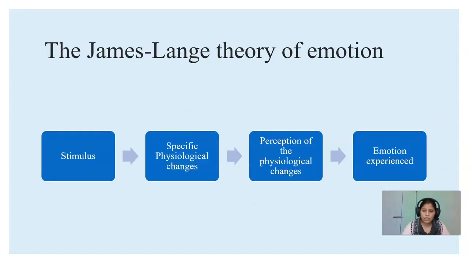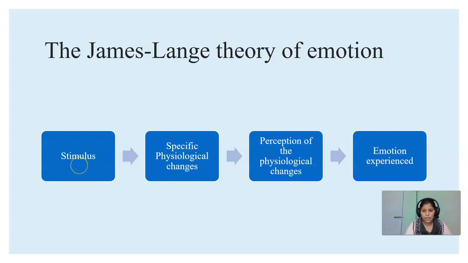Now, to explain the physiological basis of emotion, I will discuss two theories. The first theory was given by James and Lang. This theory is known as the James-Lang theory of emotion. James and Lang gave this theory separately, but both of them explain the emotional reaction the same way. According to this theory, whenever there is a stimulus, the stimulus evokes some physiological changes, and we perceive the physiological changes. And after perceiving the physiological changes, we experience the emotion. So first the changes are there, then we perceive the changes, and then we experience the emotion.